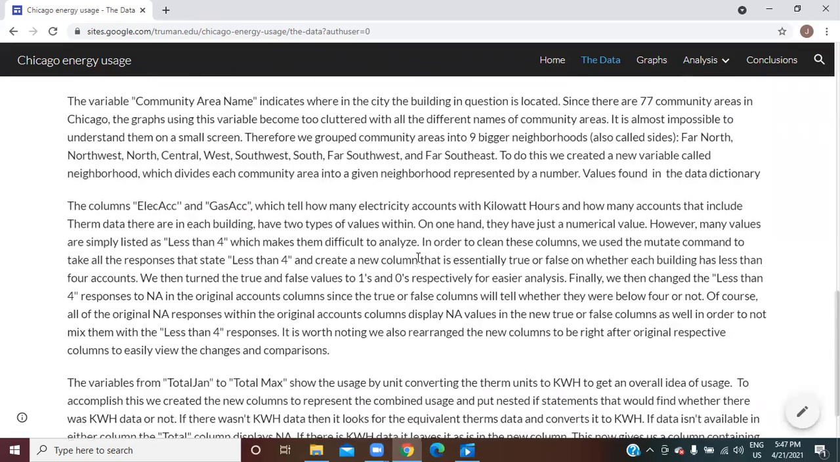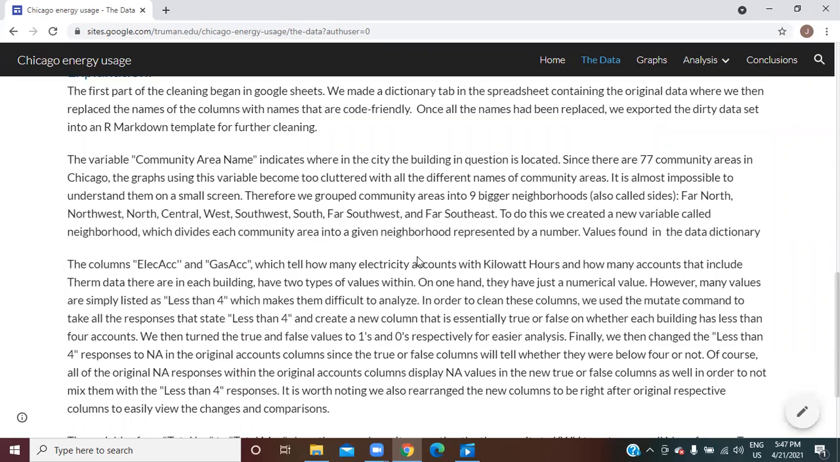After we were able to recode the variable names in Sheets, we then exported to a CSV with the rest of the dirty data into R so that we could recode a few of the variables. One of the initial variables that we decided to rename was the community area name, which is where in Chicago the building is. There were 77 community area names, which doesn't help with analysis. If you're not from the city, you don't know the specific neighborhoods.